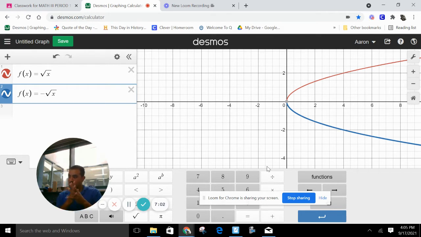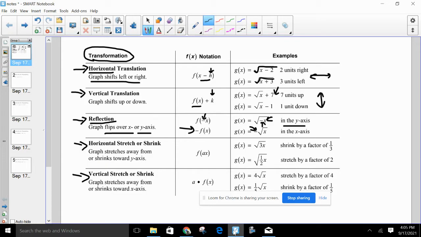Okay? So negatives outside the whole function is going to flip it over the x-axis. Negatives inside the function, where the x is at, is going to flip it over the y-axis. Cool. What's the next one? Watch this.